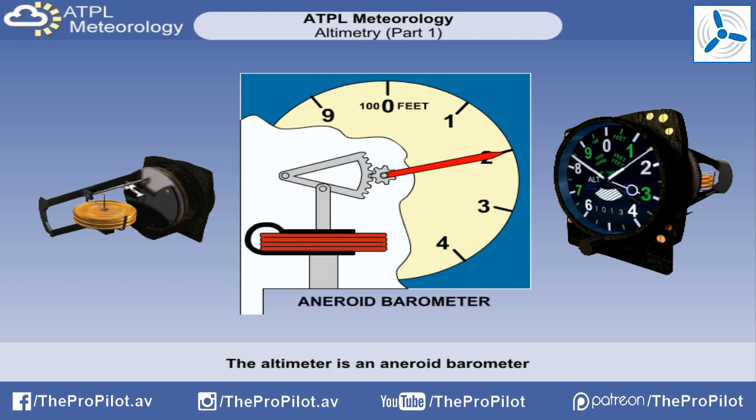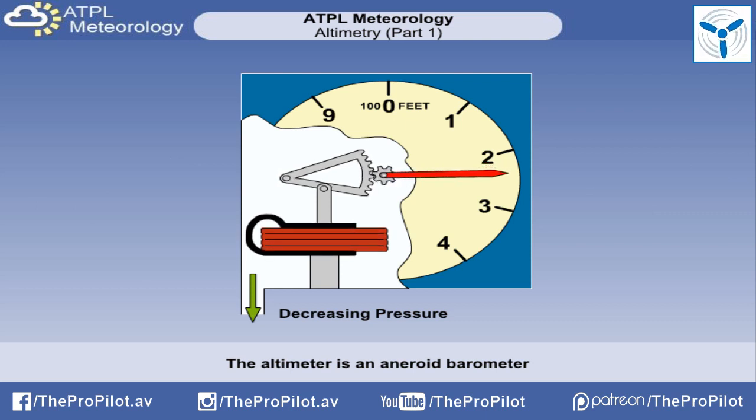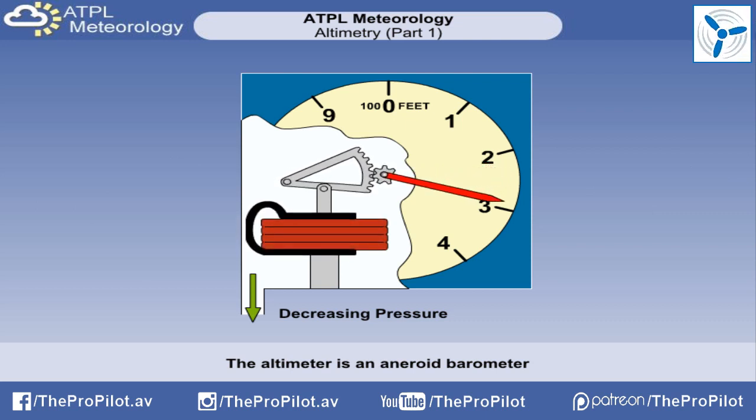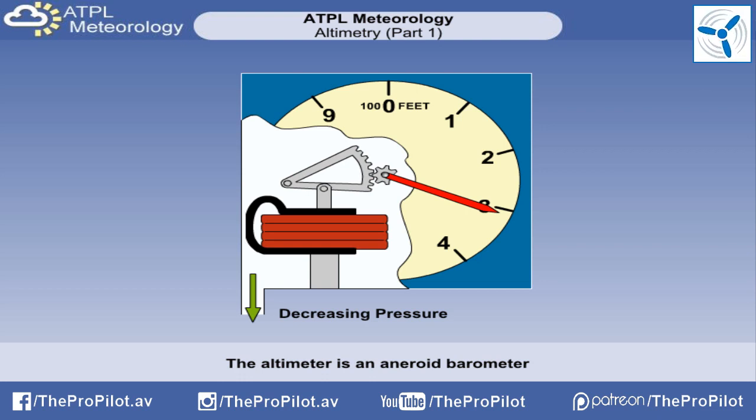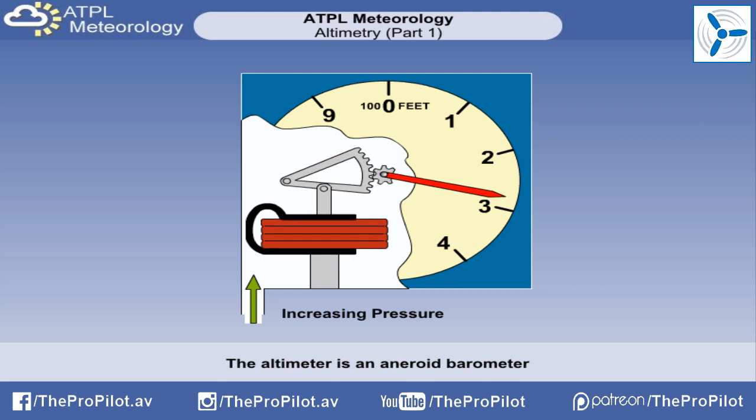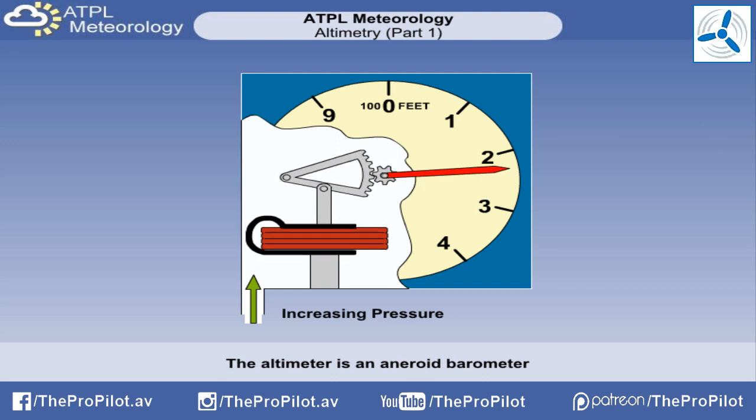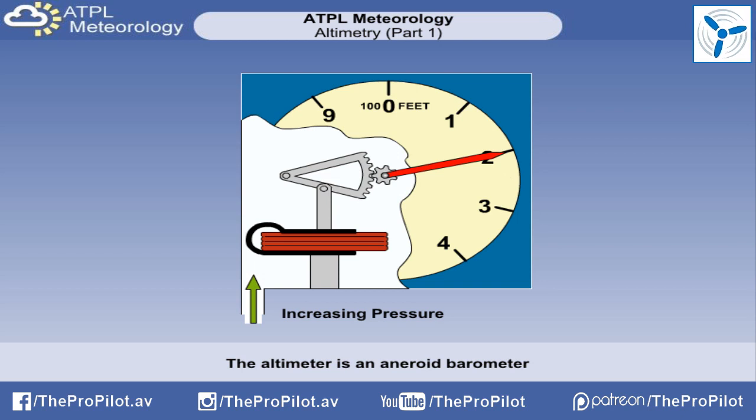It's an aneroid barometer and therefore uses the principle that changing air pressure will cause a small chamber to expand or contract. This chamber is linked to a pointer rotating over a scale graduated in feet or meters. If we look at the diagram, we can see that a fall in outside pressure will cause the chamber to expand and turn the pointer clockwise. An increase in pressure will do the reverse. This time the chamber is compressed, causing the pointer to move anti-clockwise.